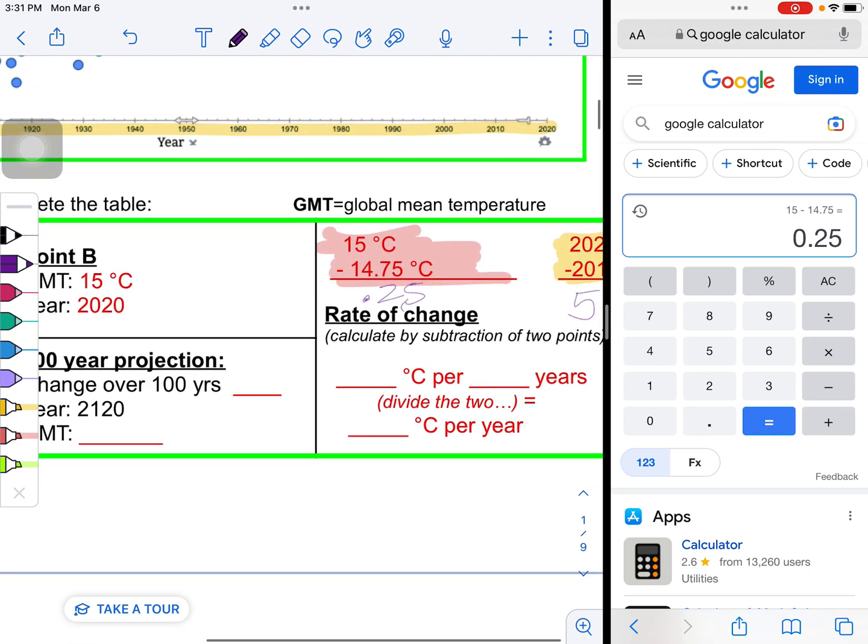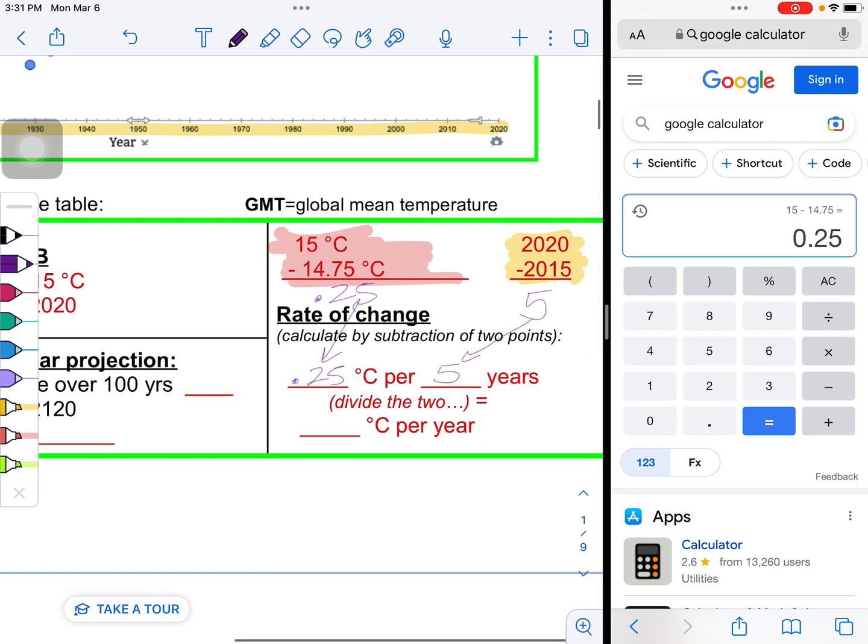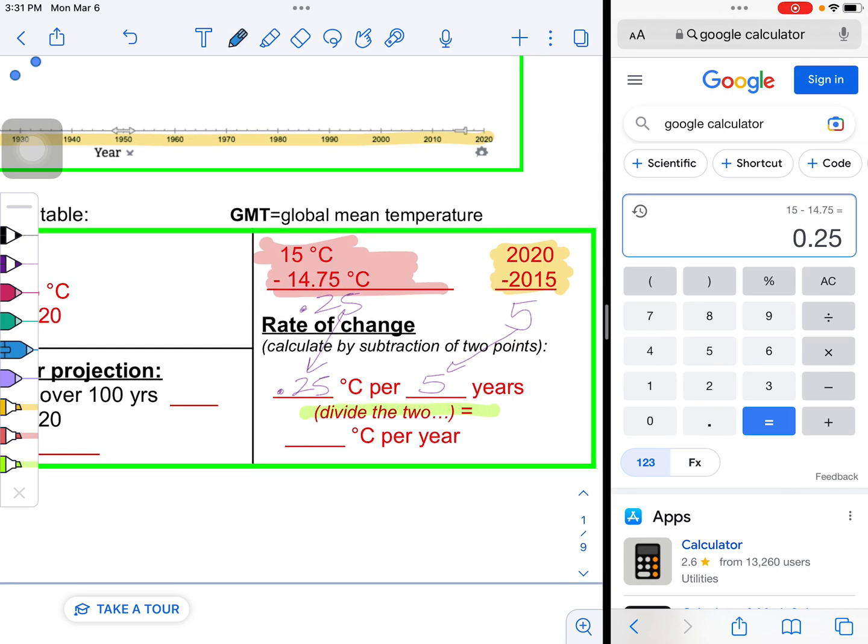So those numbers I'm just placing into my formula here. I've got 0.25 change in temperature every 5 years. Well, to finish my rate of change, I need to divide those two. And the biggest thing I've seen people mixing up lately is remembering to have the x value, the time, needs to be on the bottom of our calculation. So here we're making sure that we do 0.25 divided by 5. So it's my change in temperature over 5 years. That works out to be a change of 0.05 degrees every single year.